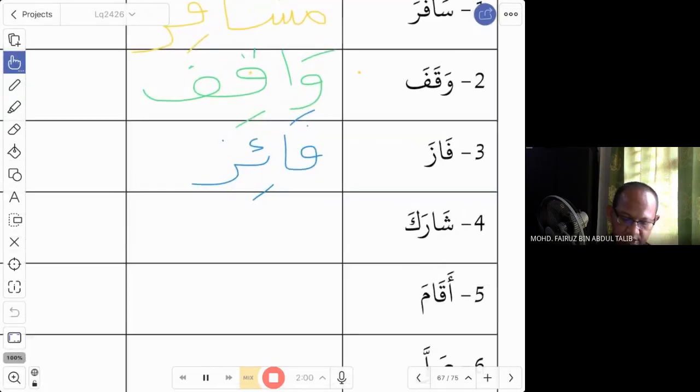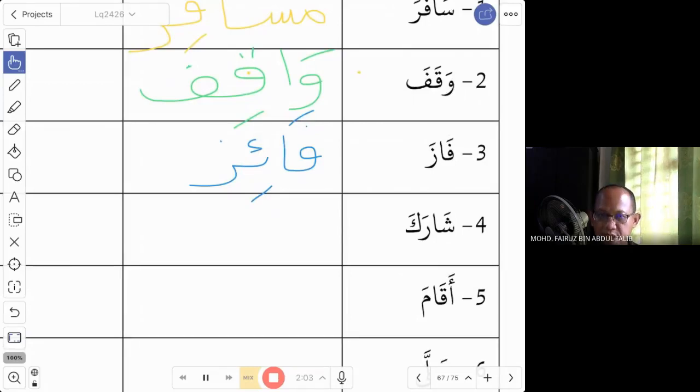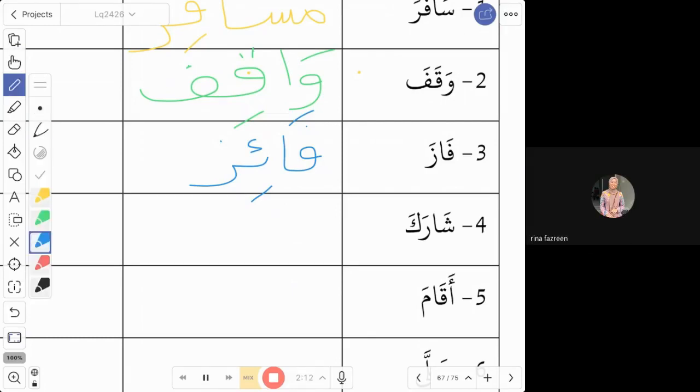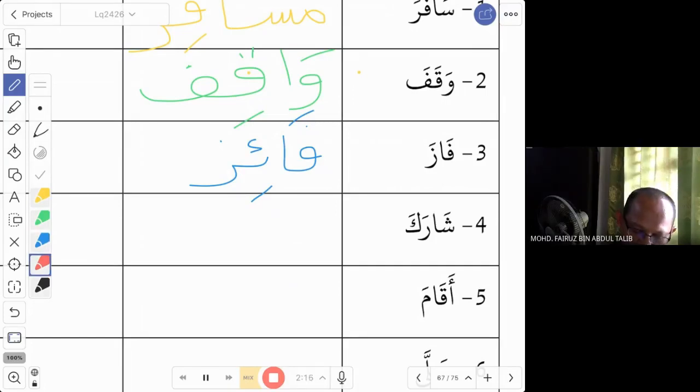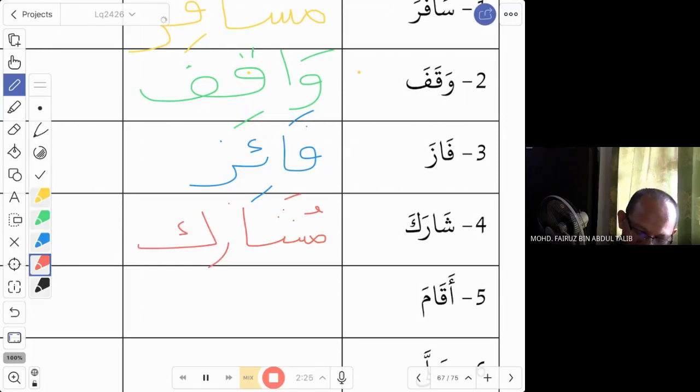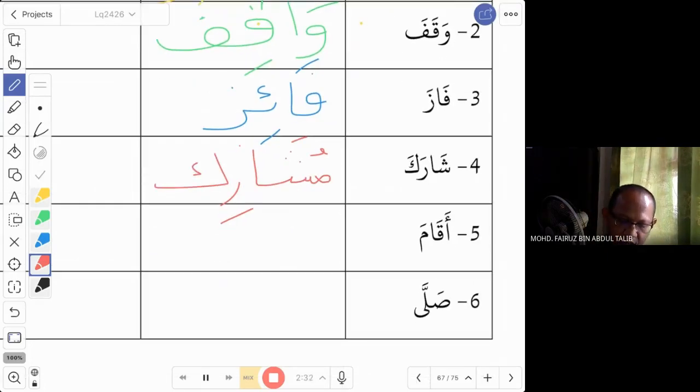Number 4, syaraka. Syaraka, participate. You want to change to participant. This is a four-letter fi'il. Change to mudari. Yushariku. Mushariku. Good. Mudari is yushariku and then the isim fa'il is musyarikun. Yes, good. Musyarikun. Not musyrik, sorry. Musyarik. So musyarik is the participant. Good.